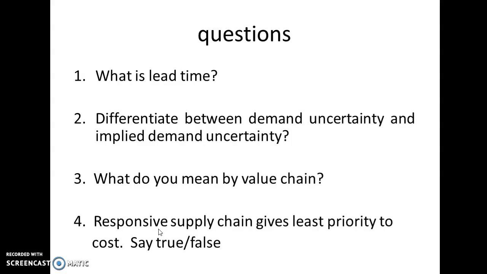Third question, what do you mean by value chain? Value chain shows a set of interrelated activities where a company can create value, so as to design a better competitive supply chain strategy. Fourth question, responsive supply chain gives least priority to cost. Say true or false. The answer is true.